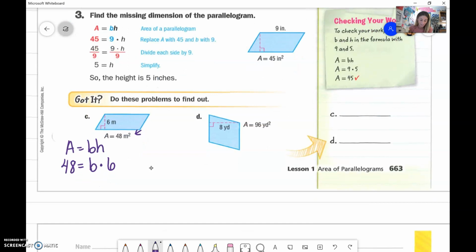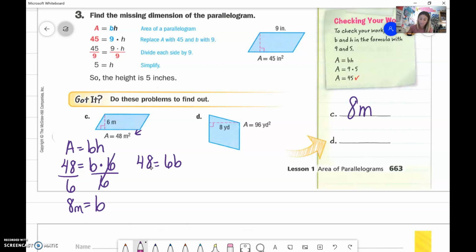So what does this look like? Well, it looks a lot like this. 48 equals 6b. Okay, well, if we're multiplying by b to get that base by itself, because we don't know the base, that's the missing dimension, we are going to divide both sides by 6. This leaves me with my b, which would be my base. 48 divided by 6 is 8. So I know that my base has to be 8, and I got to leave some room here. My base is 8 meters. I'm going to write that over there on C.